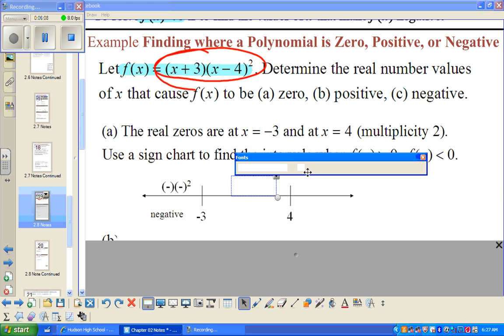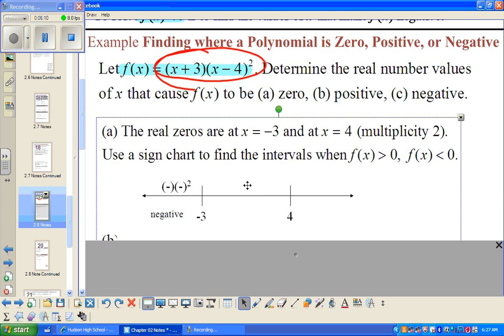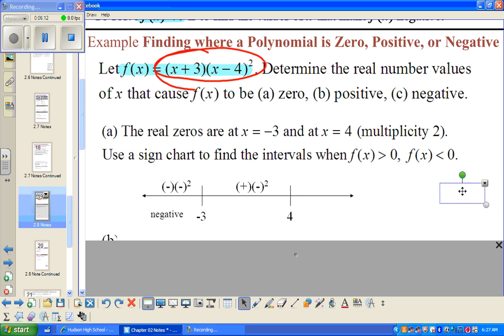But remember, again, what you're going to do is square that negative because of its multiplicity. Well, positive times a negative squared is going to be a positive. And then finally, do the last thing, take a really big positive number. Both of those will end up positive, giving you a positive answer.